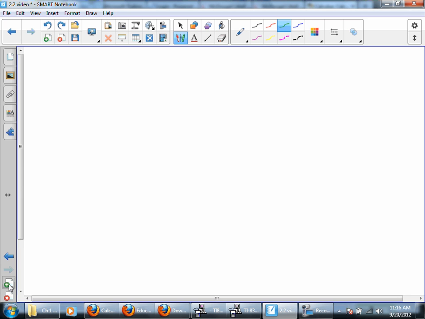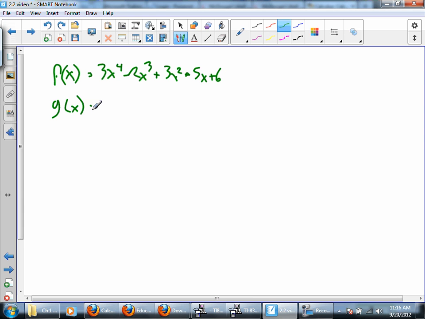Well, the idea behind this is, as these functions get really, really big, so 3x to the fourth minus 2x cubed plus 3x squared minus 5x plus 6, if we compare this to just the function 3x to the fourth, early on these graphs are going to look way different. And by early on, I mean if you try 0, 1, 2, 3, and so on and so forth.